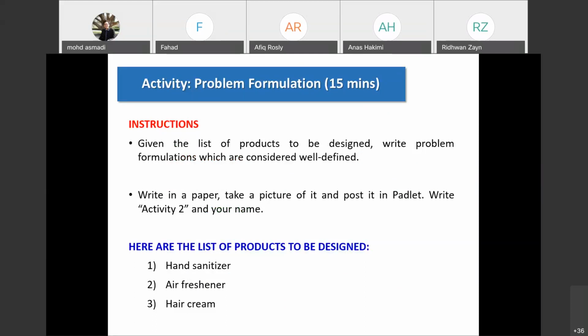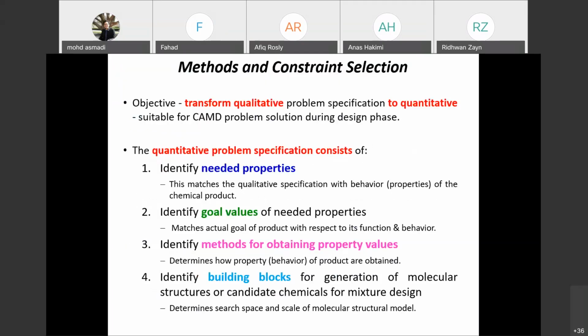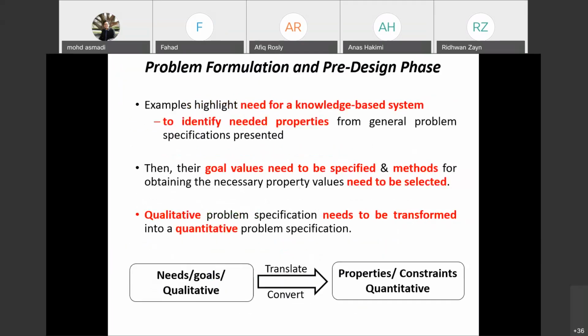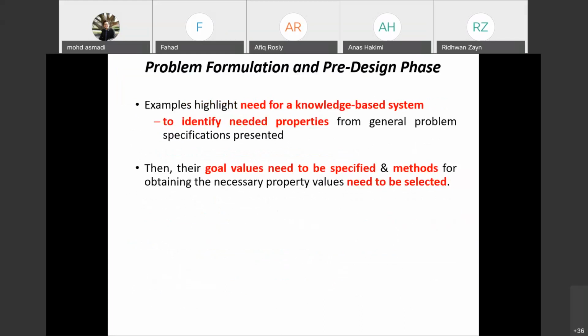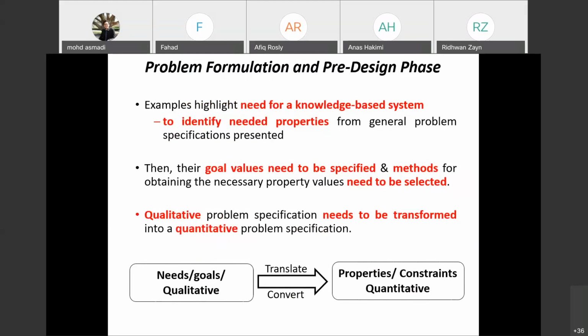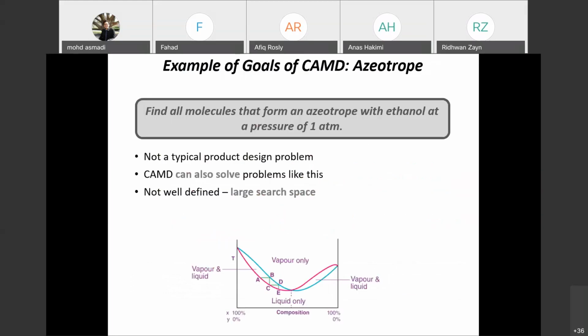Someone or an air freshener: find a stable molecule that gives off a strong and nice smell that will last long. Okay, so yes, that is the main objective. How do you convert it to the properties or constraints? Sorry, doctor, how to convert to quantitative? Because you have the goals, and the properties and the constraints. What is it?